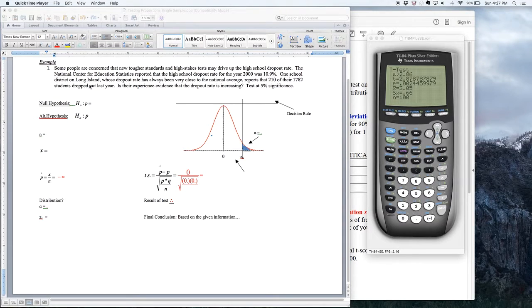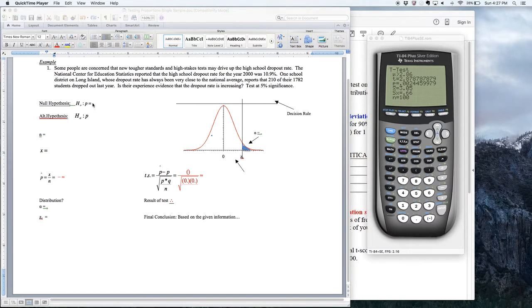One school district on Long Island, whose dropout rate has always been very close to the national average, reports that 210 of their 1,782 students dropped out last year. In other words, they handed us N, how many students there were total, which was 1,782, and then X. Remember, X usually represents the number of people in a population that say yes to the question, which in this case is, did you drop out? And 210 dropped out. The question says, is there evidence that the dropout rate is increasing? Test at a 5% level of significance.